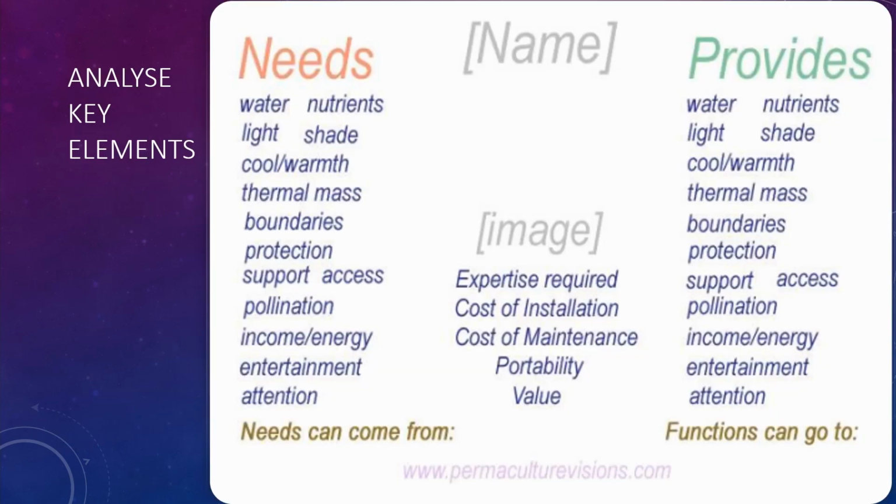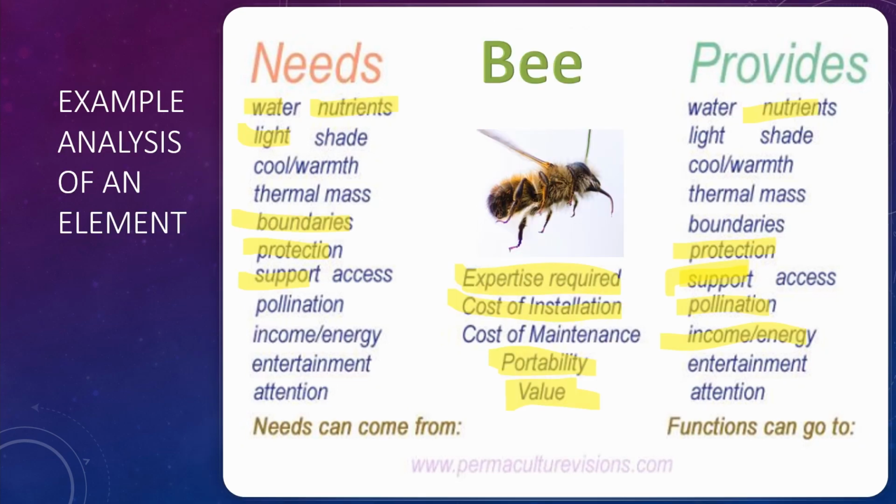Now let's have a look at how we can analyze an element. In this example of the bee, we can look at the needs of the bee. The bee needs water and it needs nutrients, gets that from the pollen, and it needs light, it needs some warmth, it needs boundaries and protection, and it needs support. It does need some expertise from the handler. It does cost a little bit to set up, but it's portable and it has high value because of what it provides.